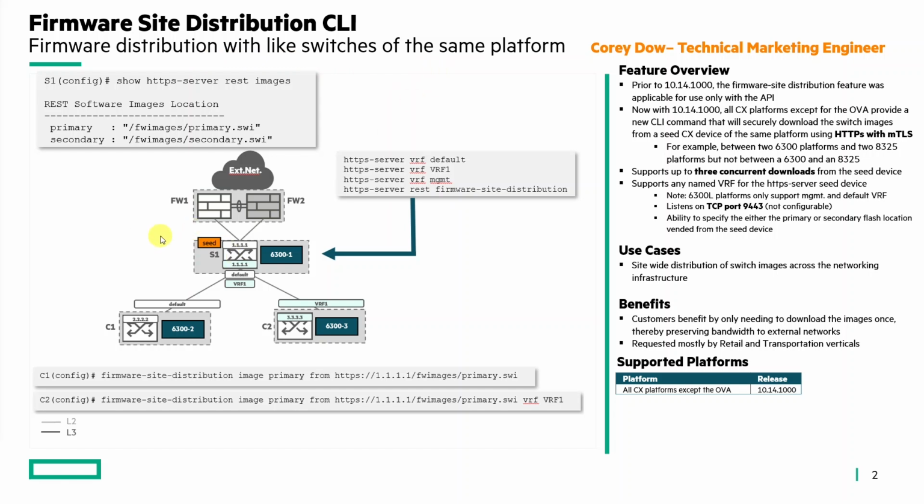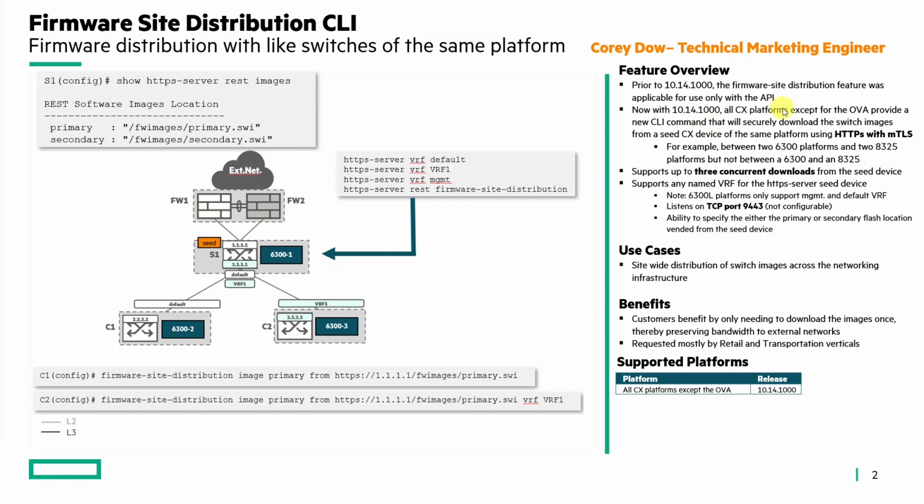As you can see in this topology diagram, we have three 6300 switches. What we want to do is download a software image only once from the internet, apply it to a seed device, and then have downstream devices acquire that switch image from the seed device without having to go out to the internet. Prior to 10.14.1000, we did have this feature available, but only with the API. Now with 10.14.1000, we've added the CLI option as well.